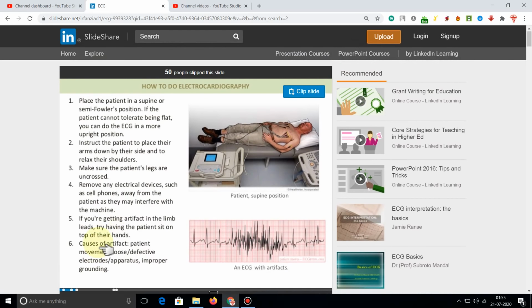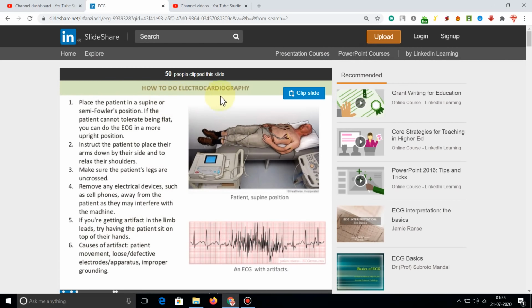So, how is the patient placed? How to do electrocardiography? Place the patient in a supine or semi-upright position. If the patient cannot tolerate lying flat, you can do the ECG in a more upright position. Second, instruct the patient to place their arms down by their sides and relax their shoulders.